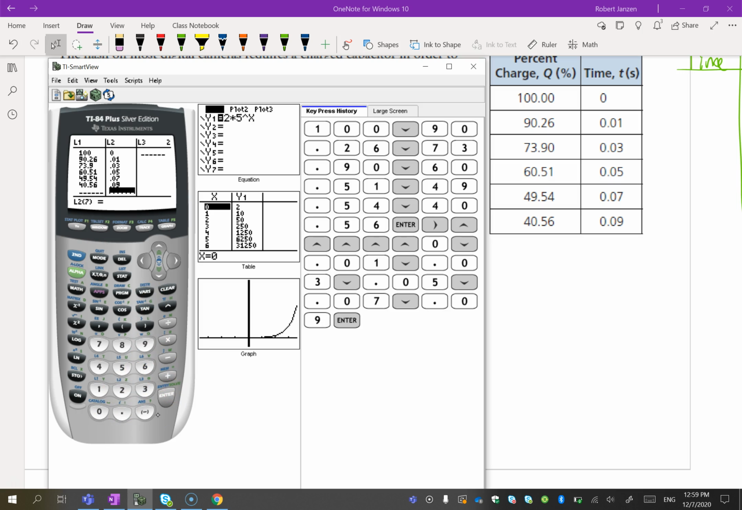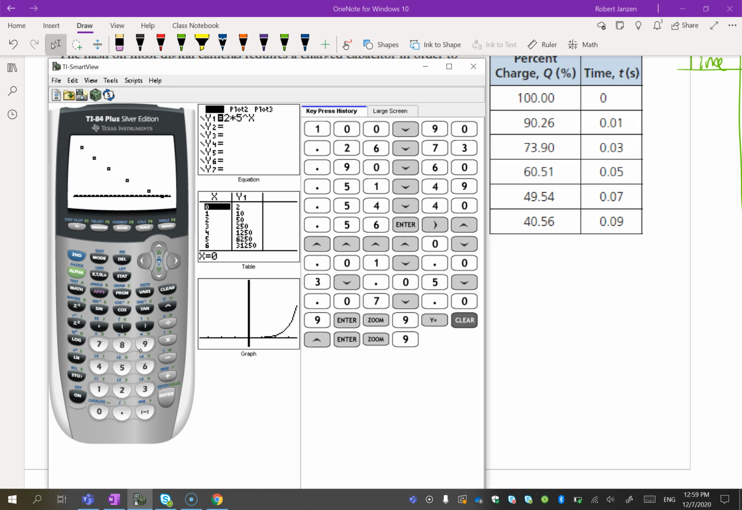Okay, so we've got the scatter plot. I can go zoom 9 to, oh, guess what I forgot to do? First of all, I forgot to get rid of this. Second of all, I forgot to turn the plot on. So there it is. Okay.